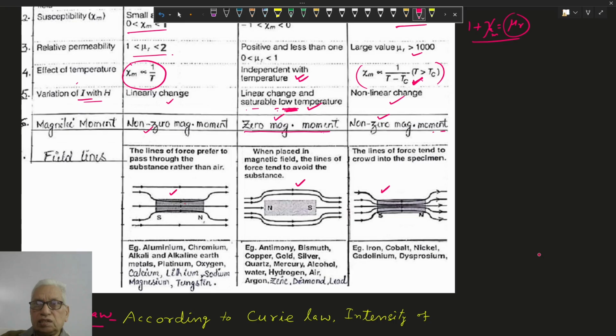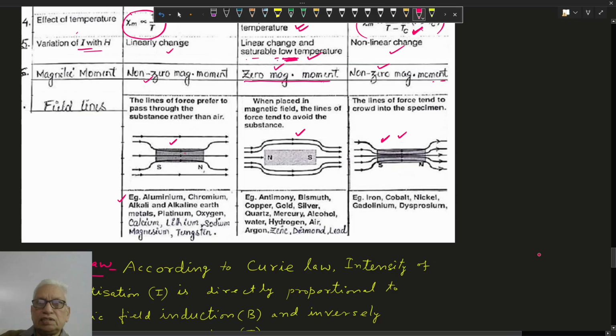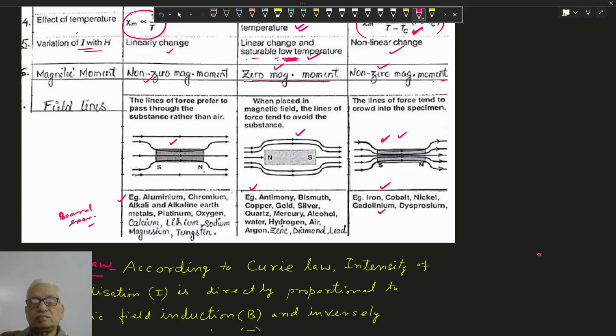Whereas in ferromagnetic material, a very large number of lines of force pass through; almost all the lines of force pass through the ferromagnetic material. These are the examples of paramagnetic, diamagnetic and ferromagnetic. At least 2-3 examples of each should be remembered, as they come in board exams, so you have to remember them. Now, Curie law.